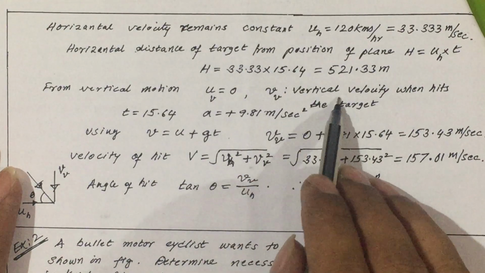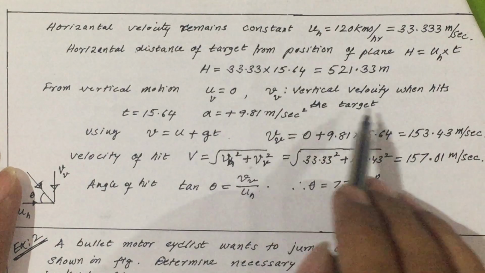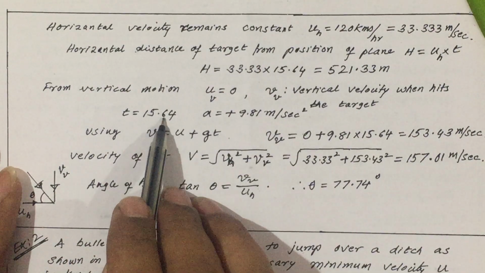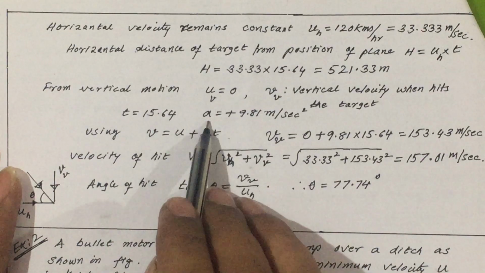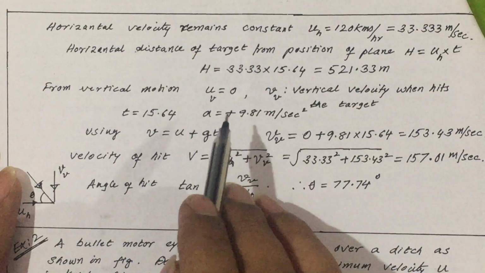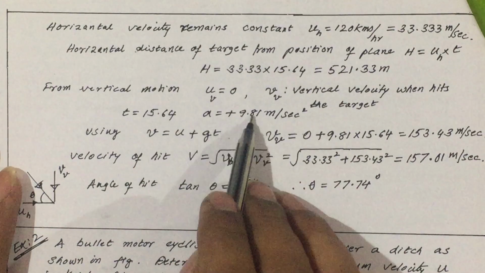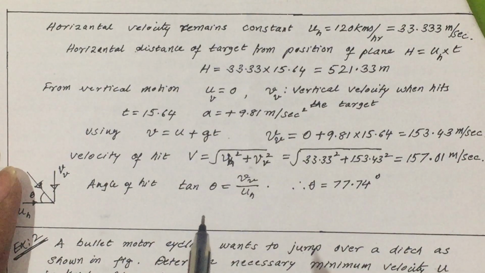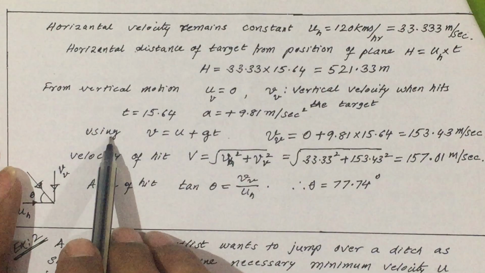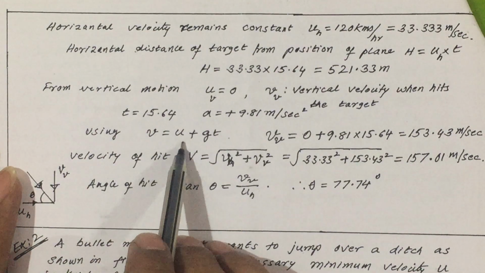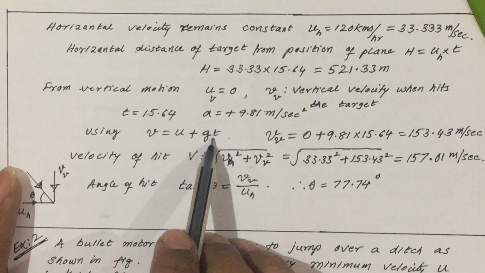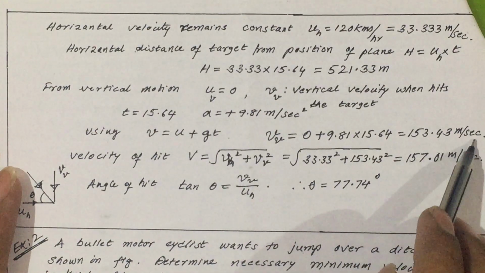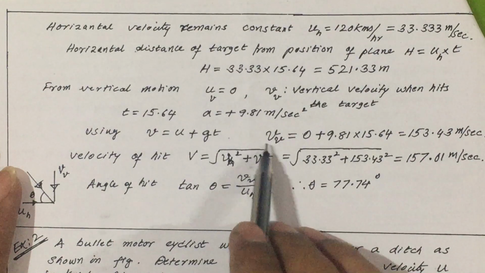From vertical motion, initial velocity in the vertical direction will be 0. So, Vv, that is the vertical velocity when it hits the target. Then t we got as 15.64. Acceleration is acceleration due to gravity, it is plus 9.81 meter per second square. Why is it plus? It is falling below, it is coming downward. Using the relation v is equal to u plus gt, substitute all the things, you are going to get Vv as 153.43 meter per second.